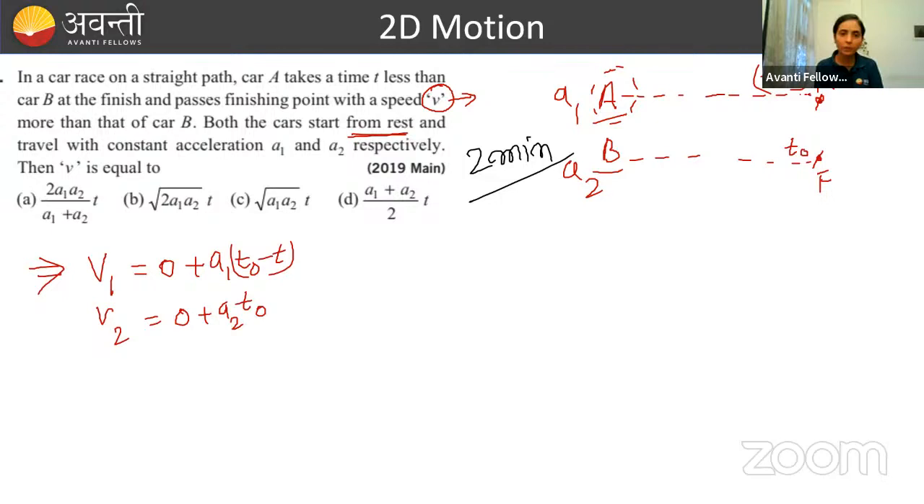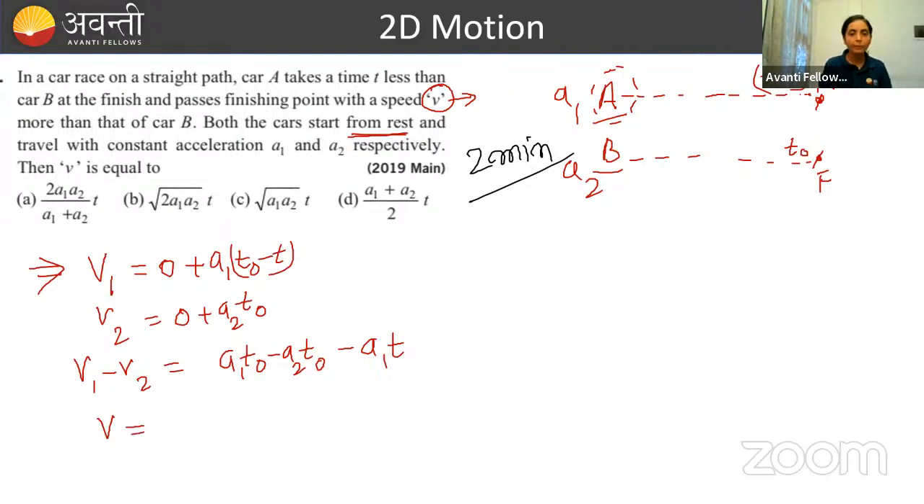Which has more velocity? Definitely A has more velocity. So V1 minus V2 will be equal to A1 t naught minus A2 t naught minus A1 t. And V1 minus V2 is V. So this is equal to (A1 minus A2) t naught minus A1 t. This is going to be the first equation.